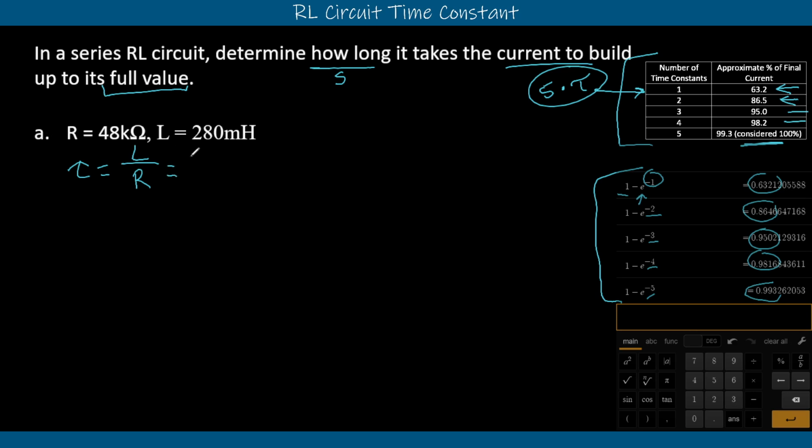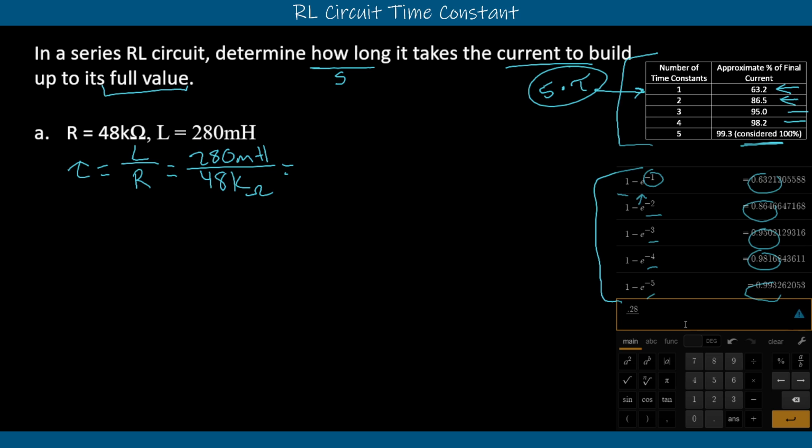So we'll say that we have 280 millihenries divided by 48 kilo ohms. If we send that into our calculator, we've got 0.28, converted out of millihenries, divided by 48,000. And now we're given a microseconds value. That's our tau. Our tau is equal to 5.83 microseconds. That's our time constant.